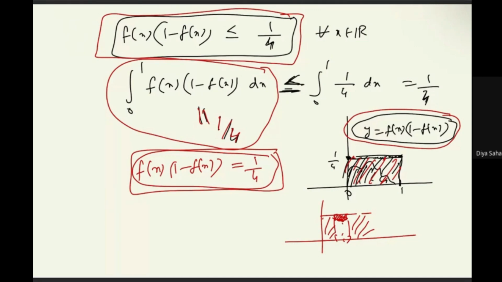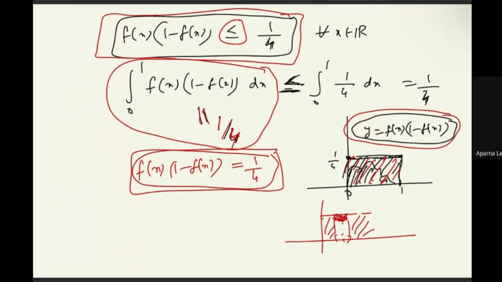Is it clear until now? Why it should be equal to 1/4? Because we know that it's less than or equal to 1/4, and we also want the integral to be strictly equal to 1/4. So you use the continuity of f to say that this is continuous. So is it clear? Or is there any doubt?